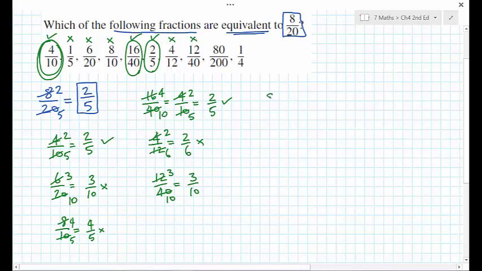I can look at 80 over 200. I know that 10 goes into those and leaves 8 over 20. I know that if I have 8 over 20, 4 goes into that twice and 4 goes into 20 five times, so it's 2/5. So that is equivalent to 2/5. That is one of the things that I'm looking at. Also I know that 1/4 is not, just by looking at it.